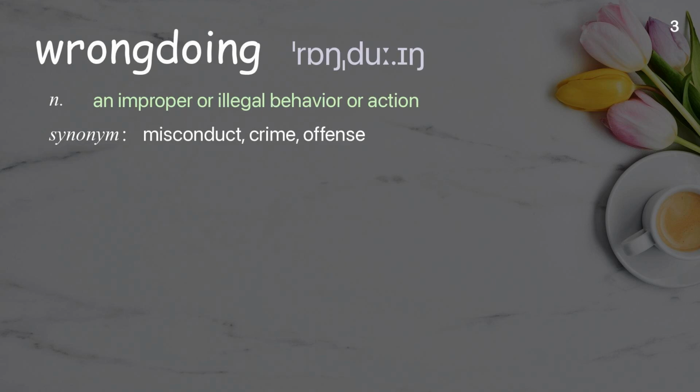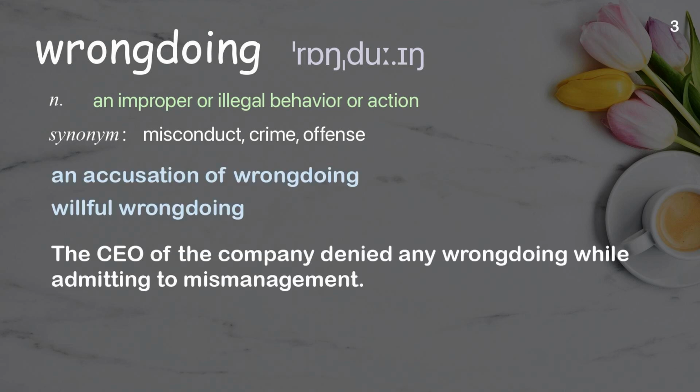Wrongdoing. An improper or illegal behavior or action. Examples: An accusation of wrongdoing. Willful wrongdoing. The CEO of the company denied any wrongdoing while admitting to mismanagement.